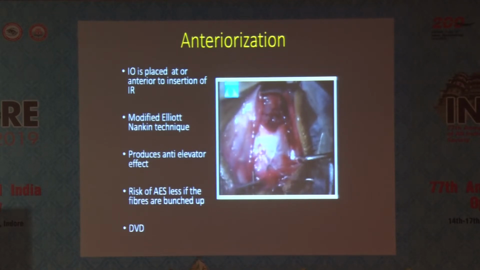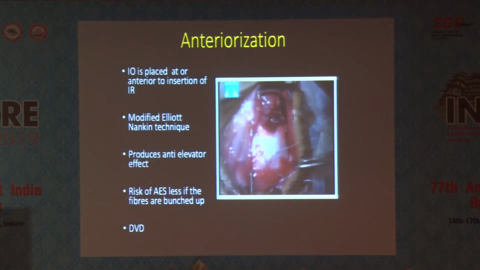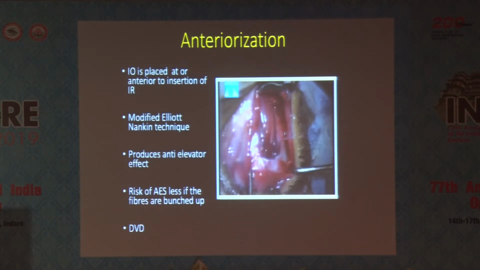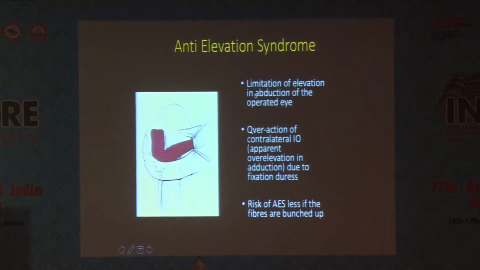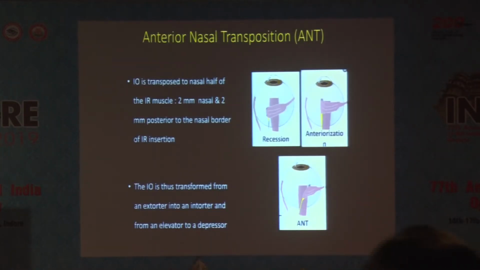Now, there is a concern about what is called the anti-elevation syndrome. So what is the anti-elevation syndrome? Anti-elevation syndrome is limitation of elevation in abduction in the operated eye. So you keep the muscle exactly next to the inferior rectus, and this causes the limitation of elevation in abduction. And there is a consequent overaction of the contralateral inferior oblique. It is said that the risk of anti-elevation syndrome is less if the fibers are bunched up instead of splaying at the insertion.